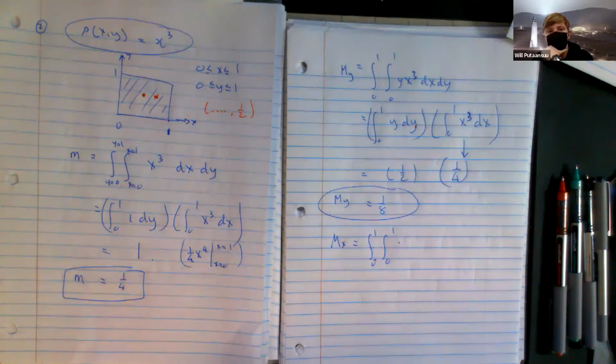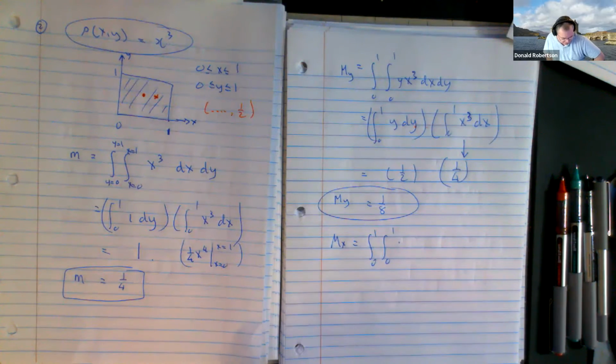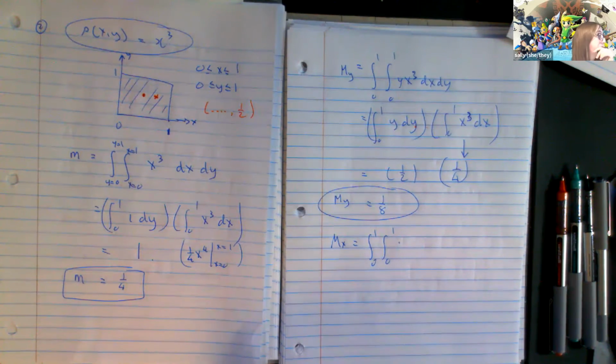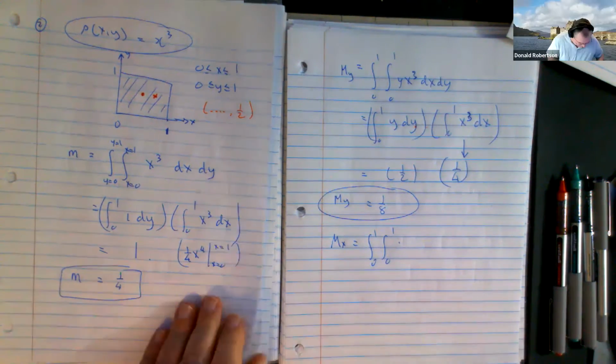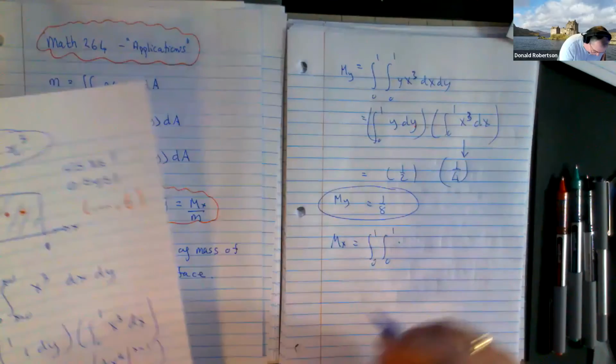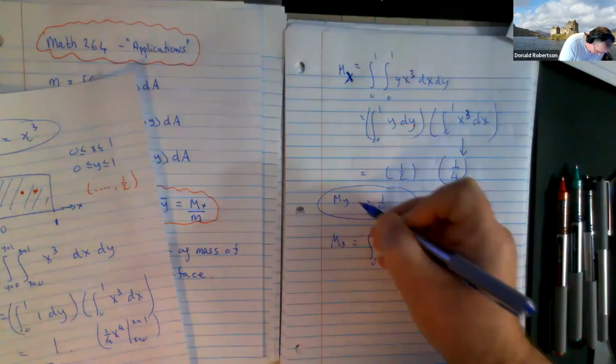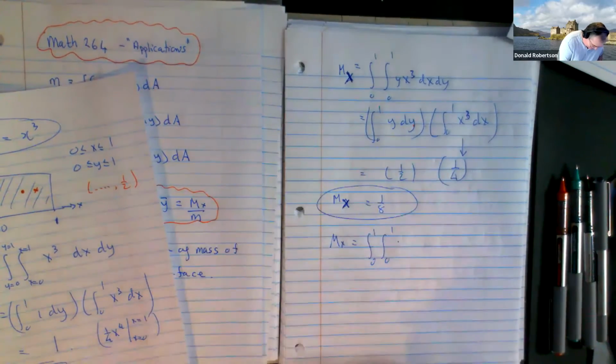If we were trying to find the moment around y, wouldn't we multiply it by x instead? It's not the mass of y, it's a moment around y. Yeah, but shouldn't it still be x times the function? Oh, so the moment around y is x times the function. Yeah. Well caught. Well, I can fix that.